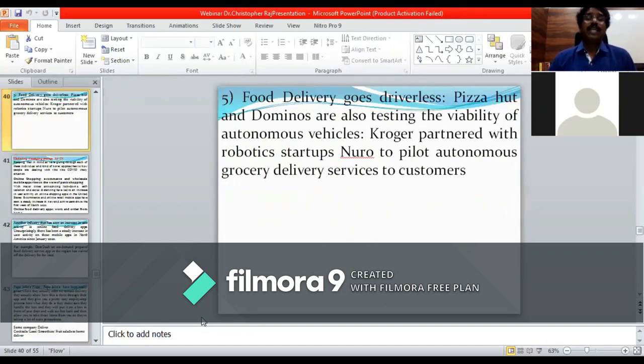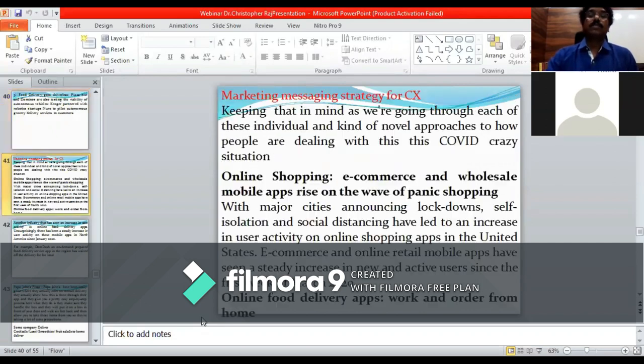Fifth, food delivery goes driverless. Pizza Hut and Domino's are also testing the viability of autonomous vehicles. Kroger partnered with robotics startup Nuro to pilot autonomous grocery delivery services to customers.